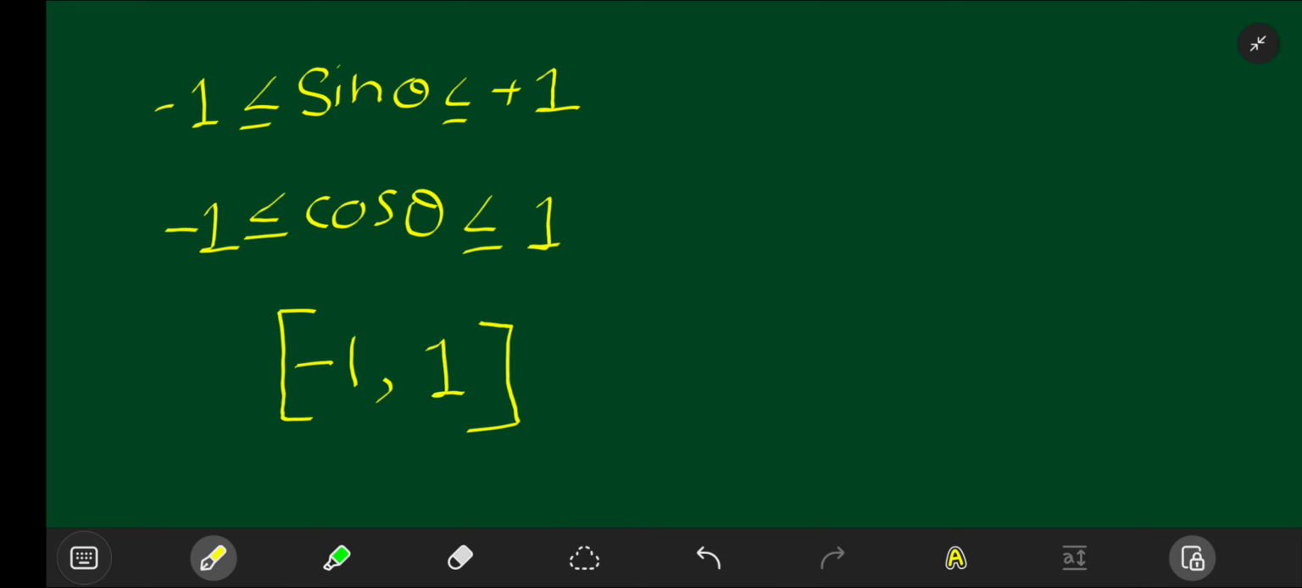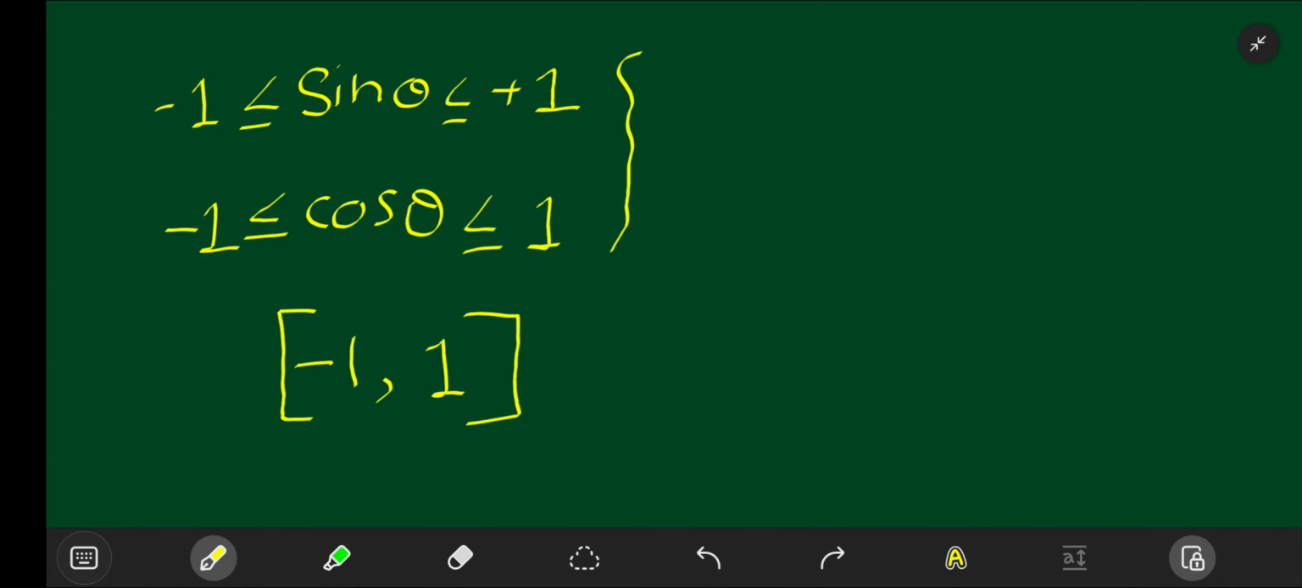Here closed bracket means including the values present inside the bracket, and between the values are considered. The values which are written in the brackets and between the values are considered. Okay, that is the meaning of closed bracket. Closed bracket means this box-like bracket. We have to write it as this box-like bracket, that is closed bracket.